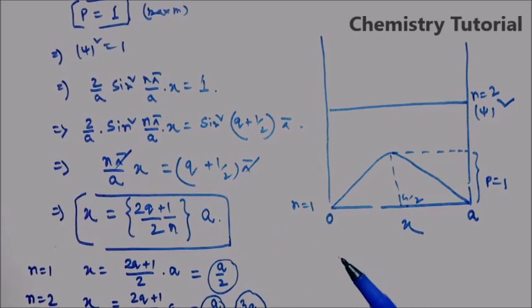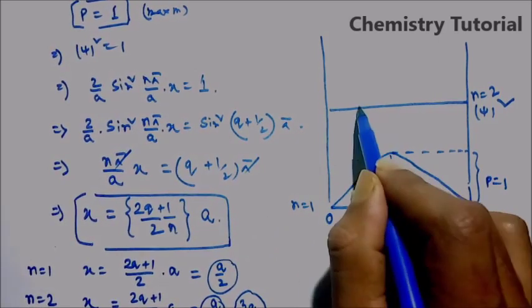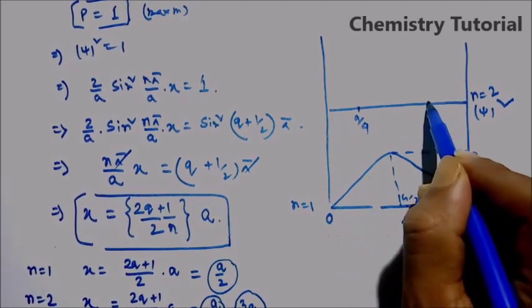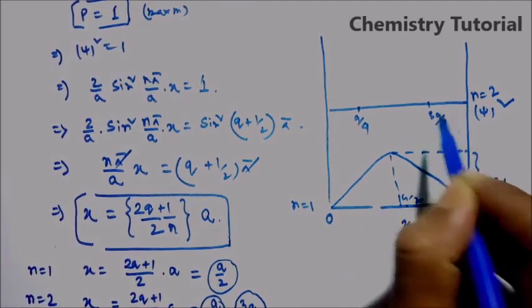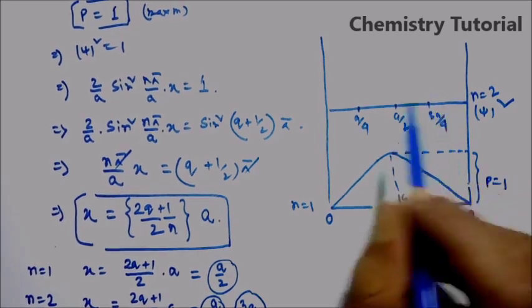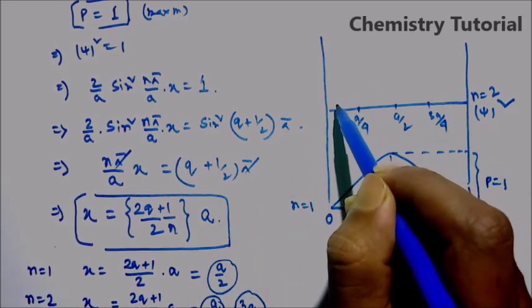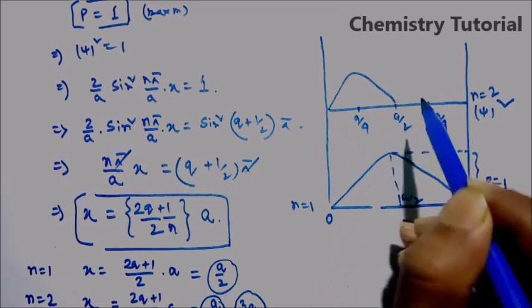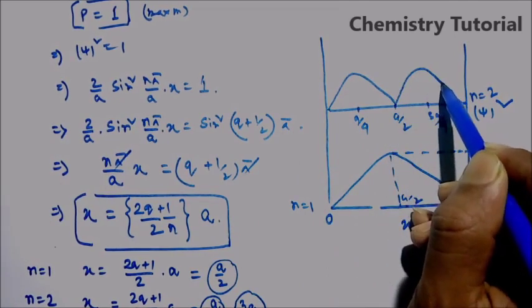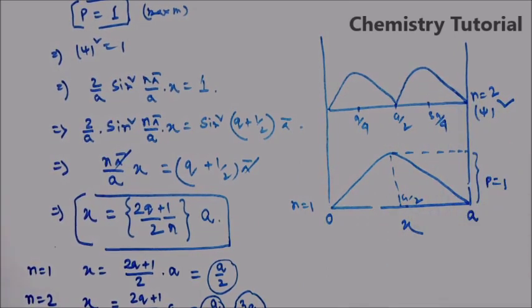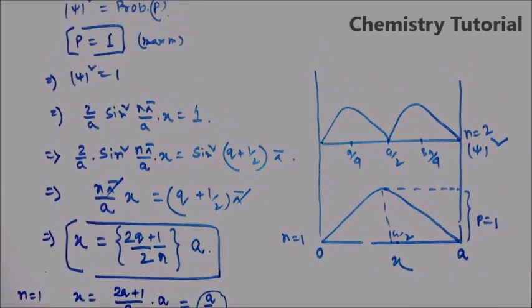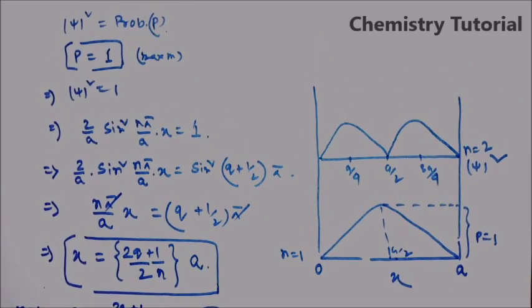Similarly, for the second quantum number n equal to 2, we find that the probability is maximum at a by 4 and 3a by 4. Then the probability graph will be somewhat like this. So this is the required graph. If you know these things, you can easily solve problems from this portion of quantum mechanics.